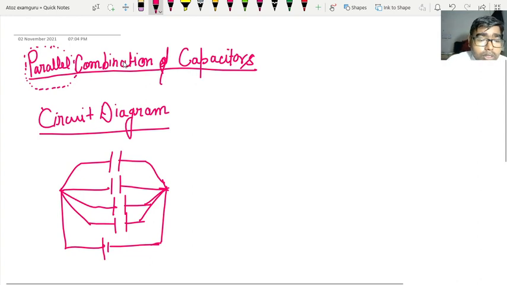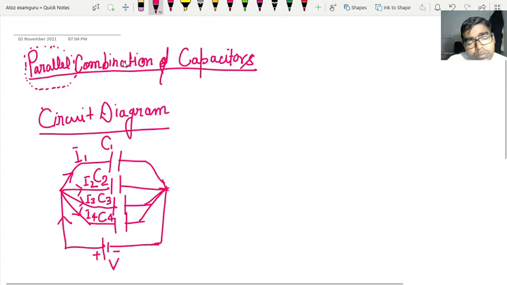So it is nomenclature. Assume it is capacitor C1, capacitor C2, capacitor C3, capacitor C4, and it is a voltage source. It is the positive side of the voltage, negative is capital V. I1, I2, I3, and it is I4.